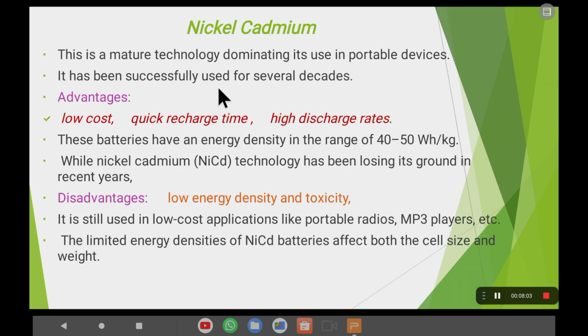So we will discuss the nickel types of batteries in the later session.